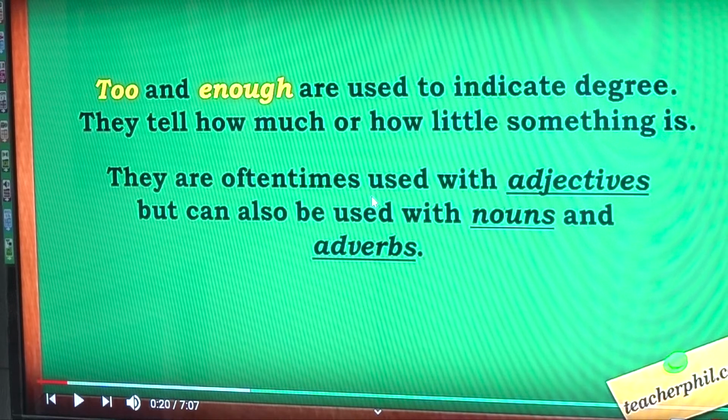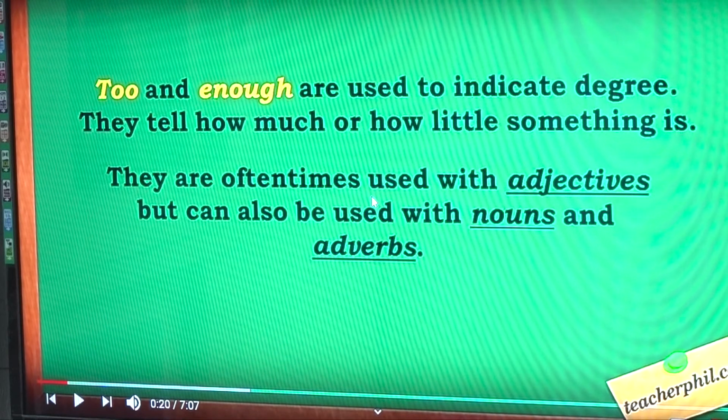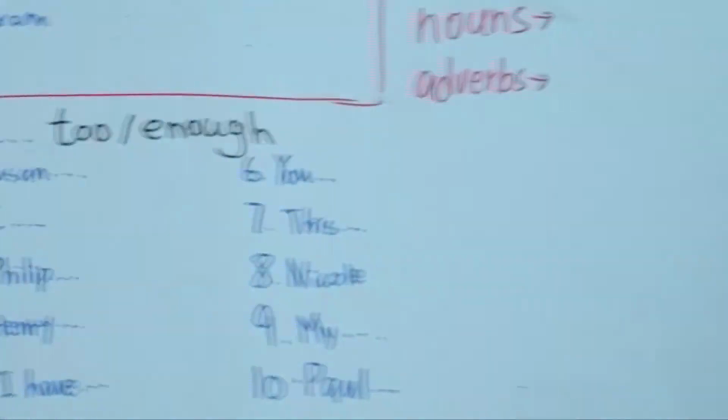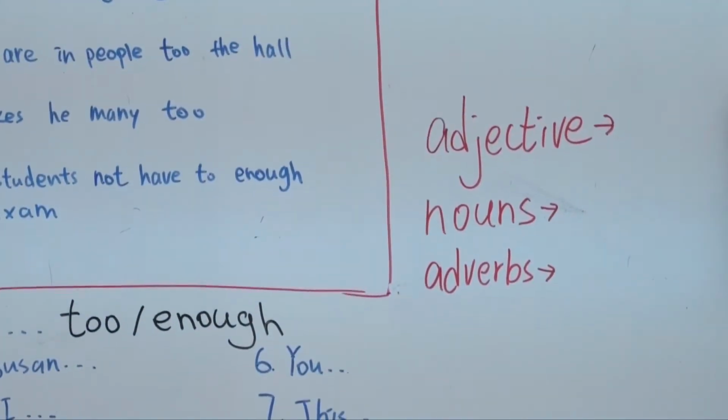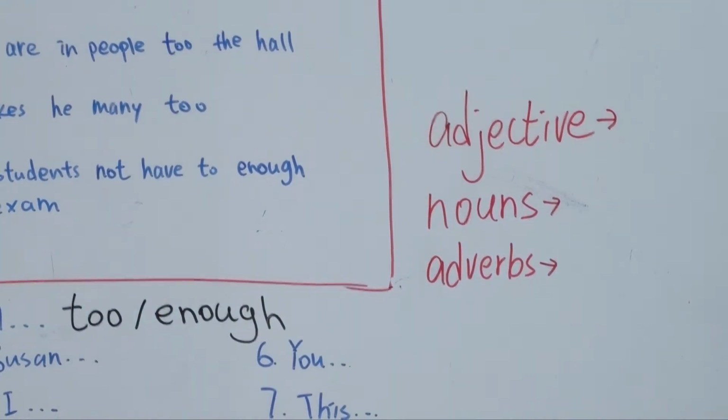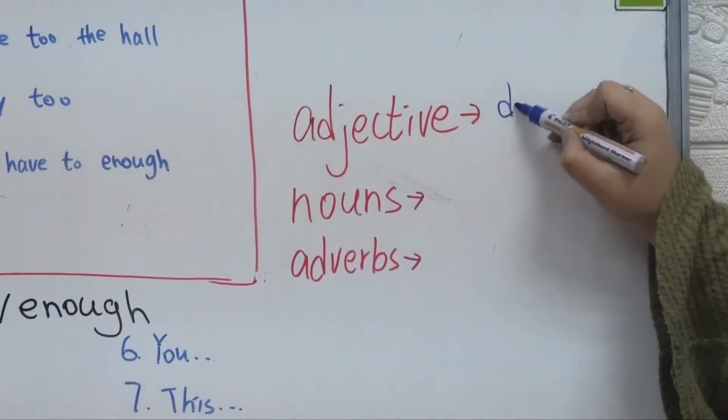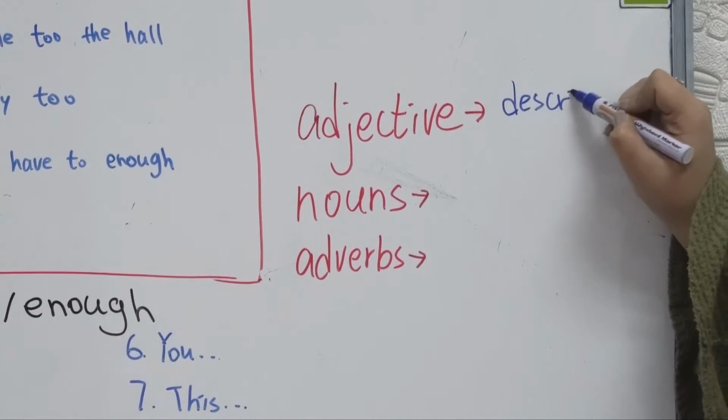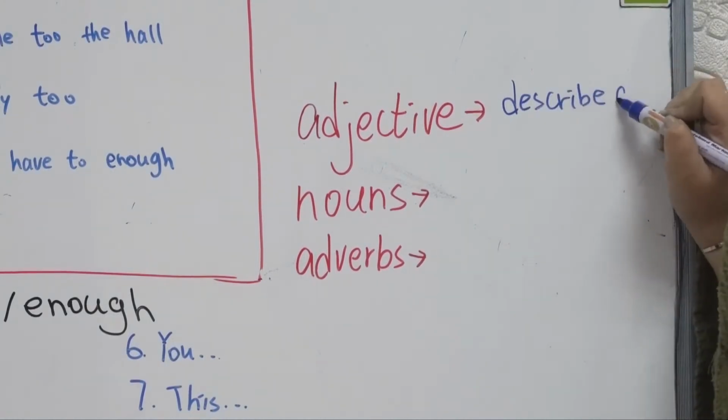So let me write that down on the board, okay, if you don't know. You may write it down in your book. It can often be used with adjectives, nouns, and adverbs. So what is an adjective? An adjective is a word that describes a noun.